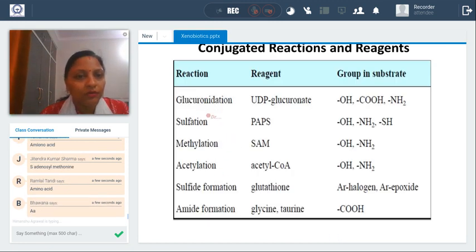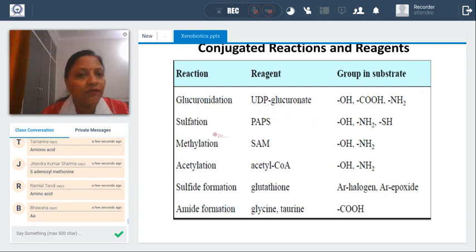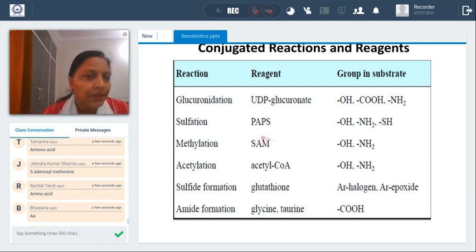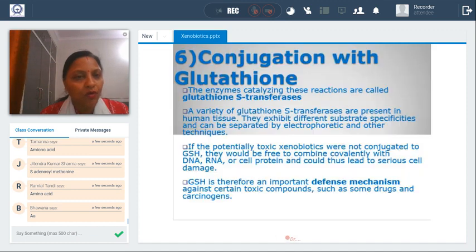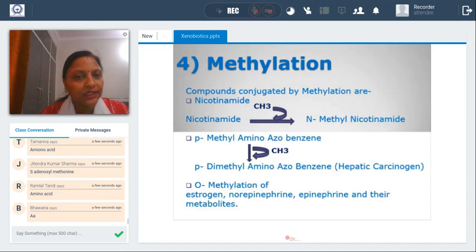So, glucuronidation reagent is UDP glucuronate, sulfation PAPS. What is the full form of PAPS? Please add in the box. You all know, we have just studied.